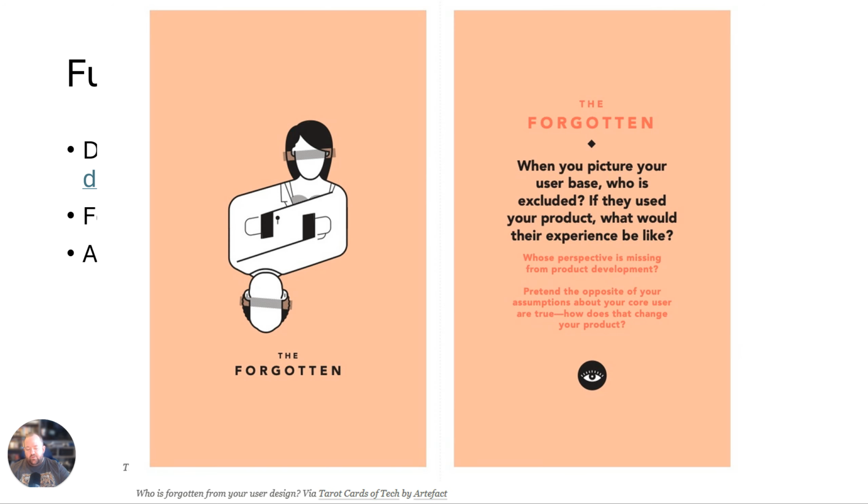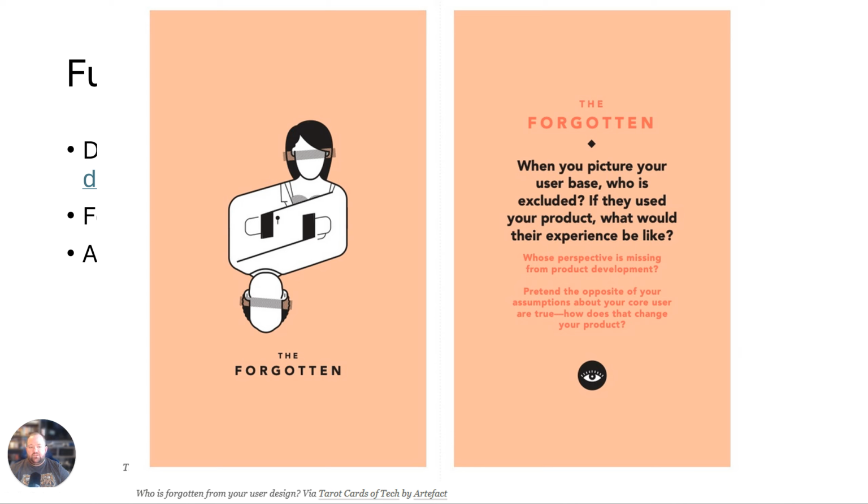These next few images are from the Tarot Cards of Tech, which are very, very interesting. That's a really neat site if you want to go and poke around on it. Here's just some examples. These are designed to be questions that you should ask yourself during the design process.